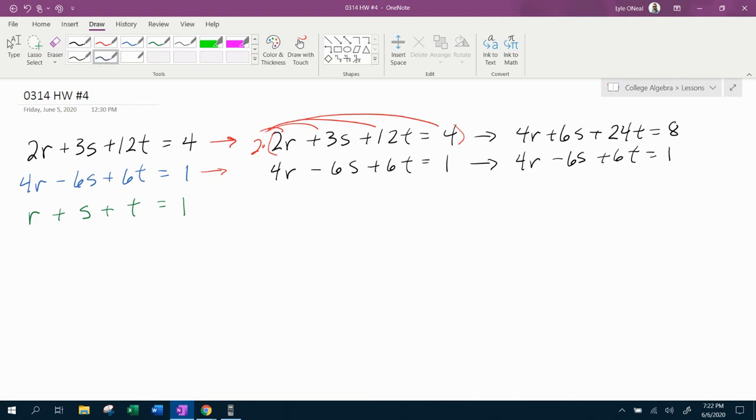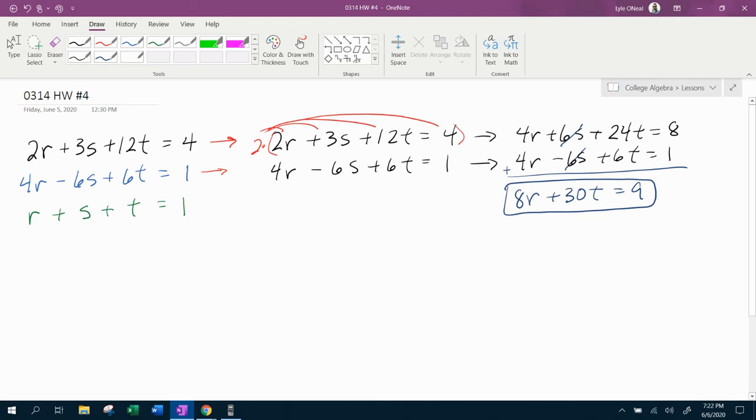And then at this point, I can now add these together. 4r and 4r is 8r. 6s minus 6s cancels. 24 and 6 is 30t, 8 and 1 is 9. And then we're going to put him on hold as I go back to the original problems.